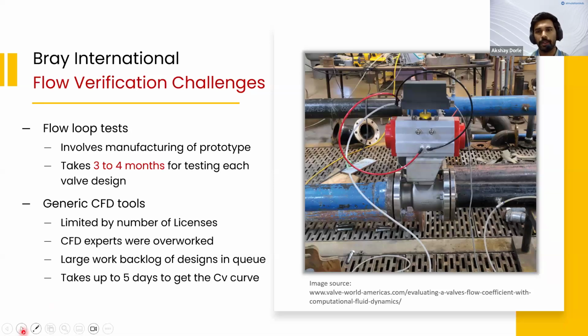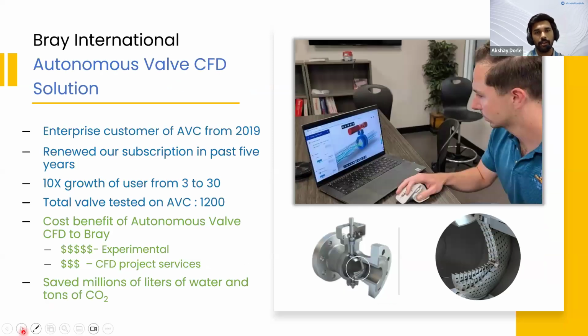Physical flow loop tests for Bray used to take a lot of time. There was a lot of waiting time, and generic or commercial CFD tools used to be limited by the hardware, the license, and the expertise as well. So a CV curve would take, as I've already said, 5 days to a week for one design. With AVC, they started in 2019, and for the past 5 years, they have been renewing the subscription for AVC, which gives us a lot of joy because we have learned a lot over the years from them.